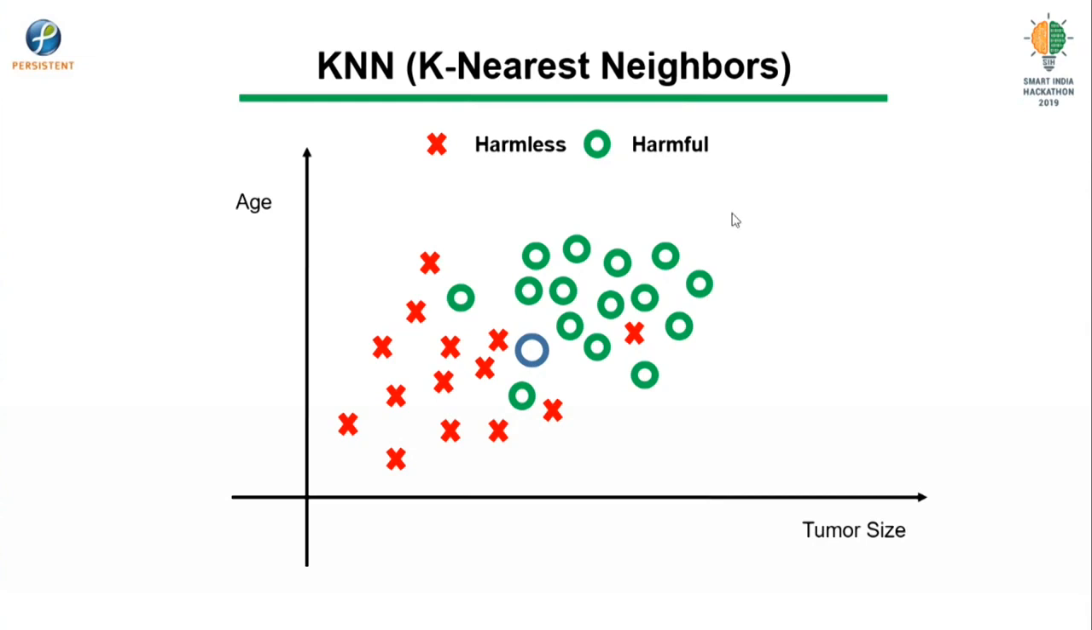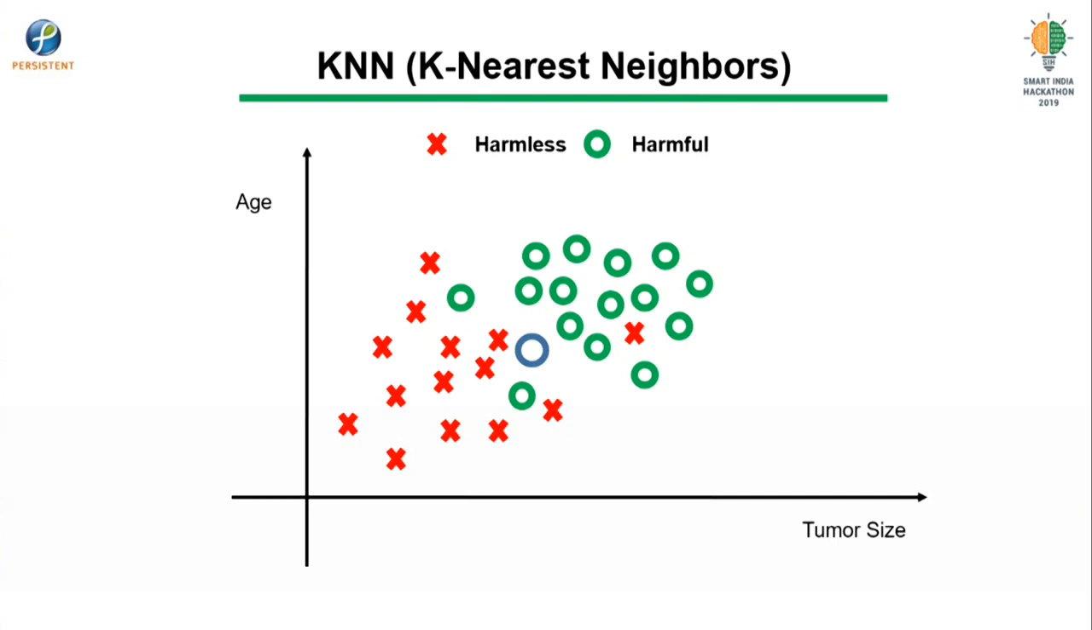But what happens if this test point had come somewhere here? Then again, as you can naturally see, this belongs to the harmful area. However, just because there is one data point close to it of class harmless, it ultimately turns out that the class of that test point also becomes harmless. So, the solution for this is, instead of asking for one neighbor, it is better to ask more than one, multiple neighbors, and typically an odd number of neighbors.